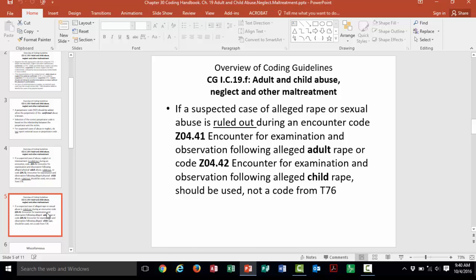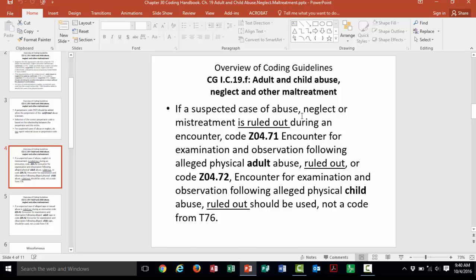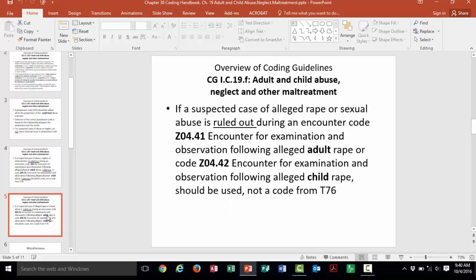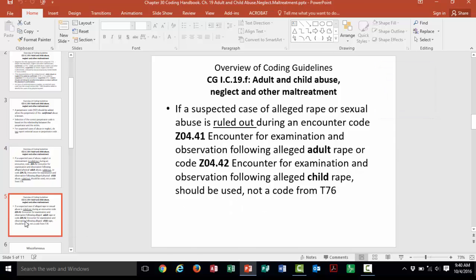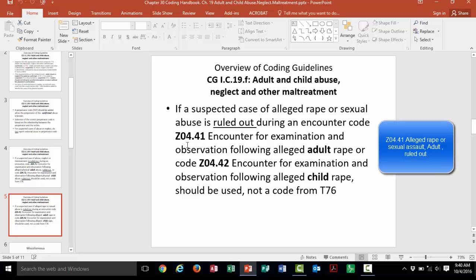The first code had to do with physical abuse. Let me go back and just show you. We are looking at abuse, neglect, or mistreatment. And then when you get to the next guideline, it's going to say alleged rape or sexual abuse. So it's a little bit different. In this part of the guideline, it's Z04.71 and 72. But when you get to the rape or sexual abuse, you get a different fourth and fifth character. So it's Z04.41 for alleged adult rape, or Z04.42 for alleged child rape.